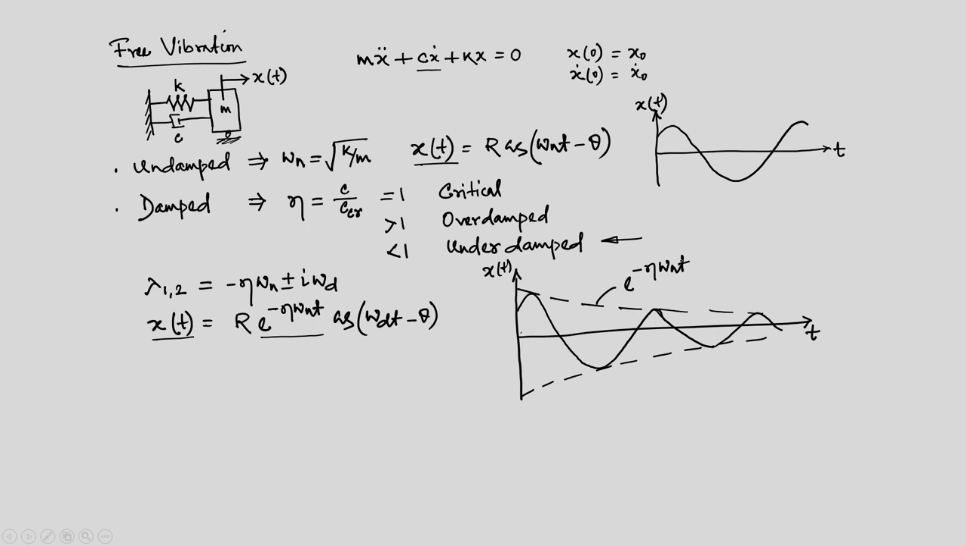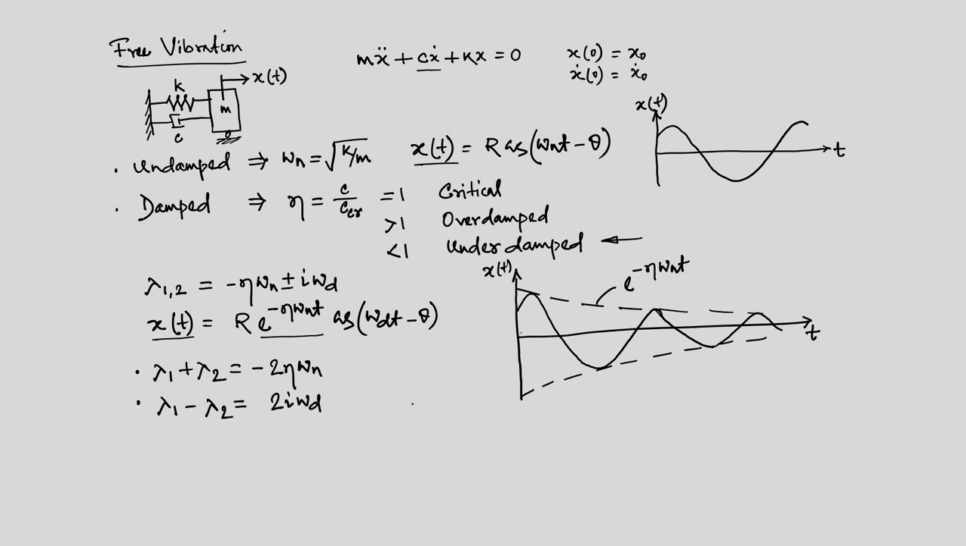So, up to this much we developed in our last class, but if you just quickly note the nature of these roots, so lambda 1 plus lambda 2 will be what? If you just add them up, so this will be minus twice eta omega n. And lambda 1 minus lambda 2, obviously, you will be having twice i omega d.